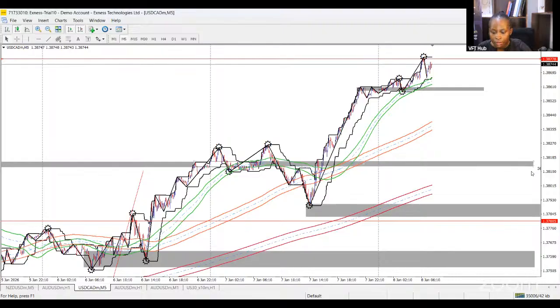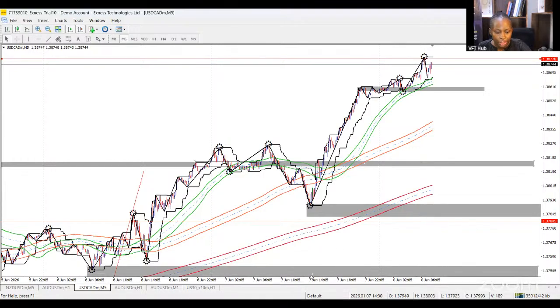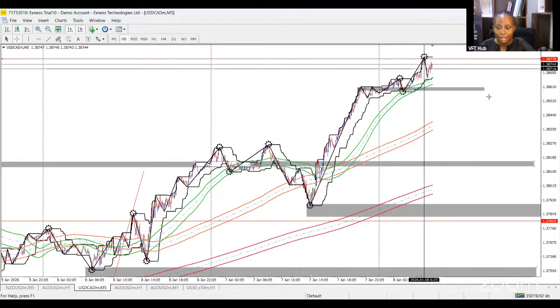Not as precise as well. So I'm going to draw it a bit down. Perfect. So these are now my key points of interest. If I want to be on the safer side, I could wait for price to come and break through this zone and retest. Then I'm going to take a USD CAD sell from here.